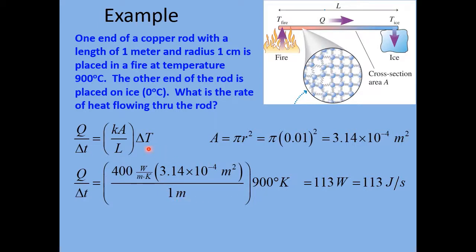And then delta T, of course, that's our temperature difference between the fire and the ice. Well, the temperature difference is 900 degrees Celsius, but remember that a degree Celsius is the same as a degree Kelvin. So the delta T in absolute temperature, or kelvins, is also 900 Kelvin. So we have 900 kelvins here.